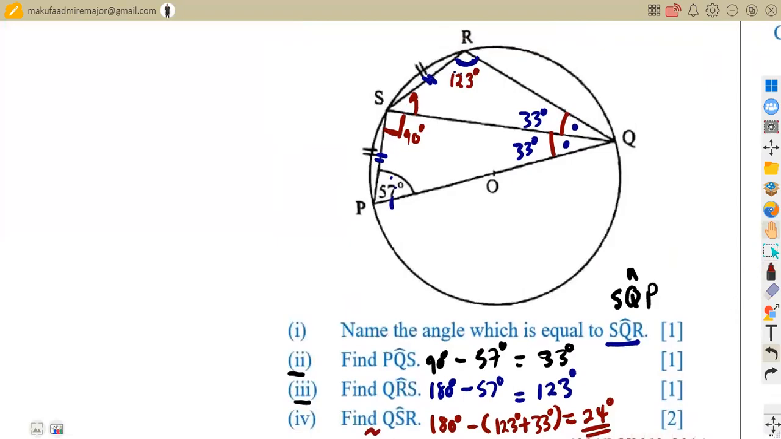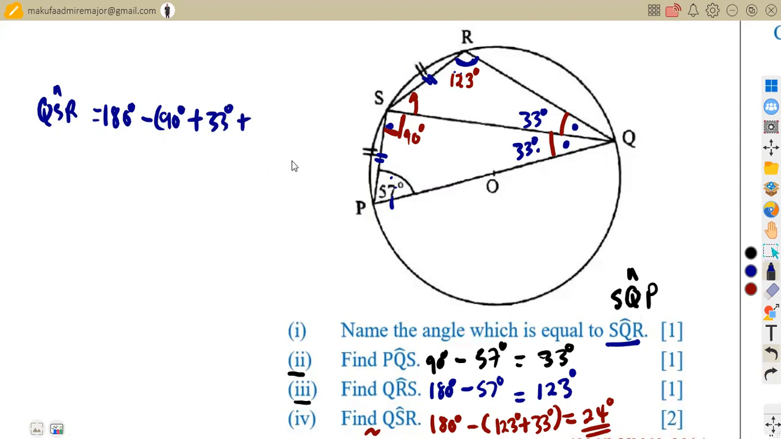Or we could have used this idea here, since we are talking about a cyclic quadrilateral and we know that opposite angles of a cyclic quadrilateral are supplementary. So it means we are going to subtract to find our angle QSR. We are going to subtract these angles from 180, the 90, because they are supplementary. So we're going to subtract 180 minus the 90. We are supposed to remove the 90. We are supposed to remove the 33.